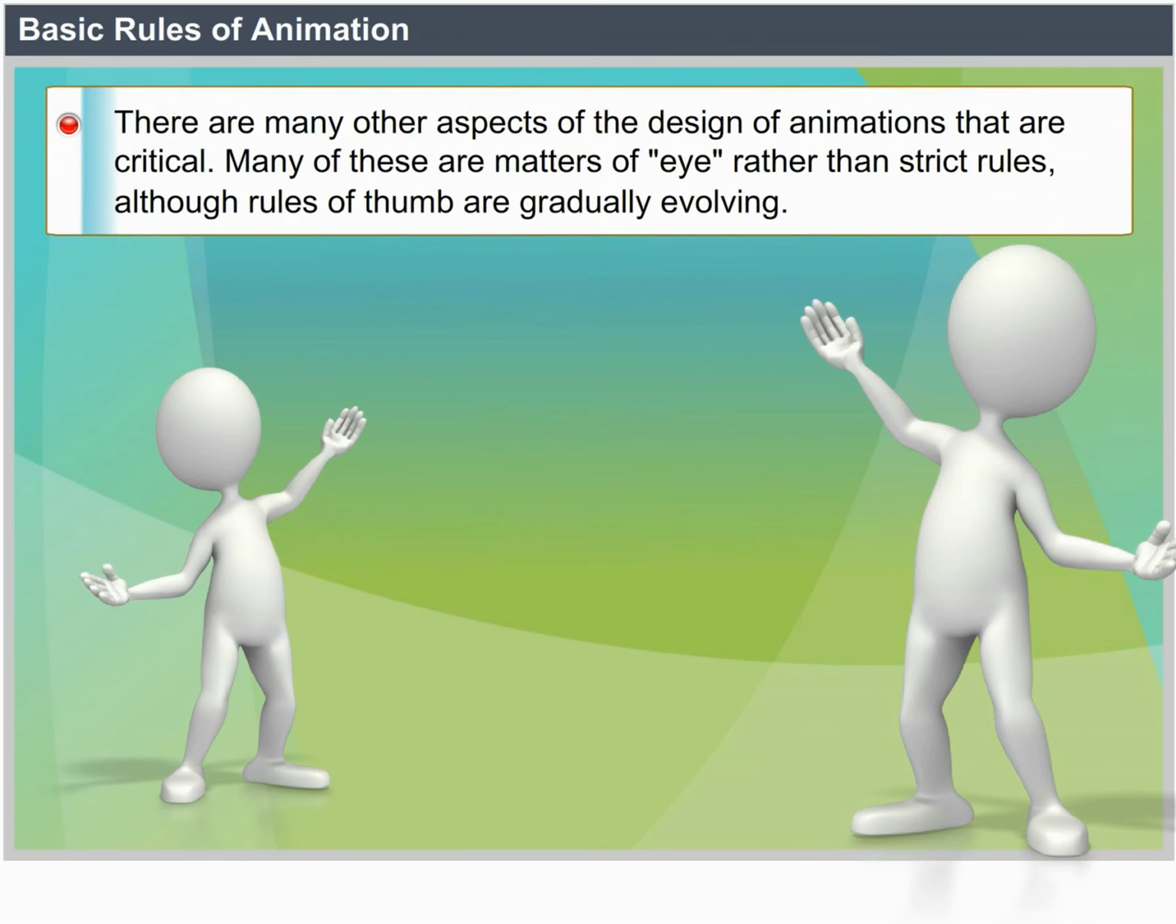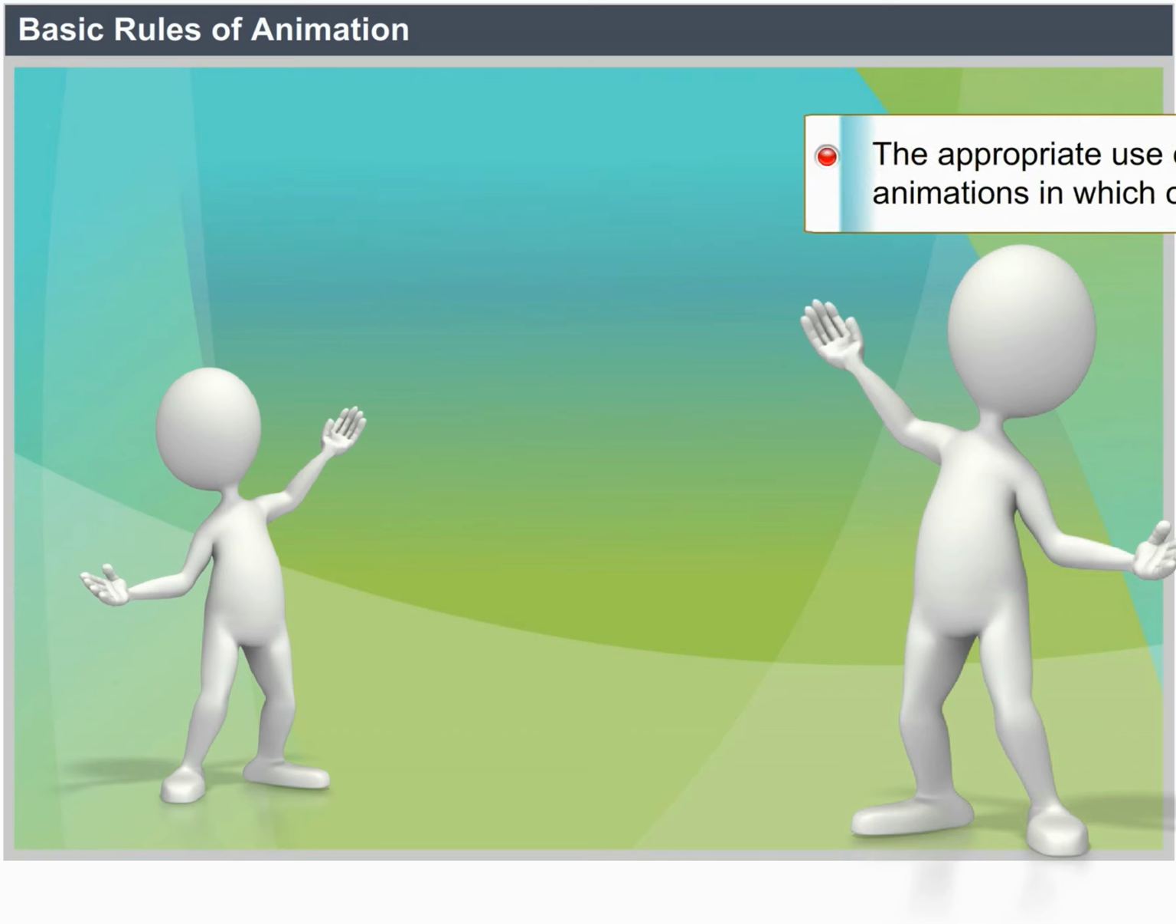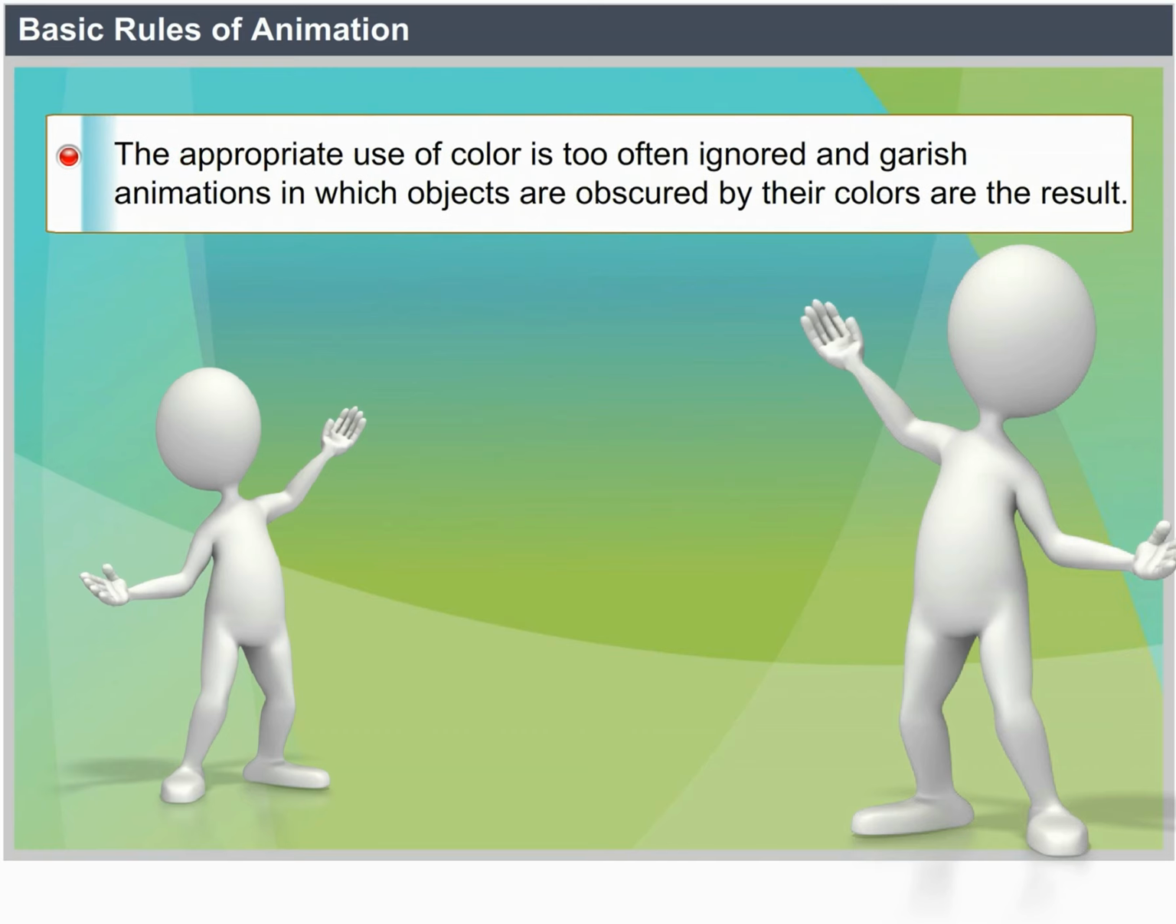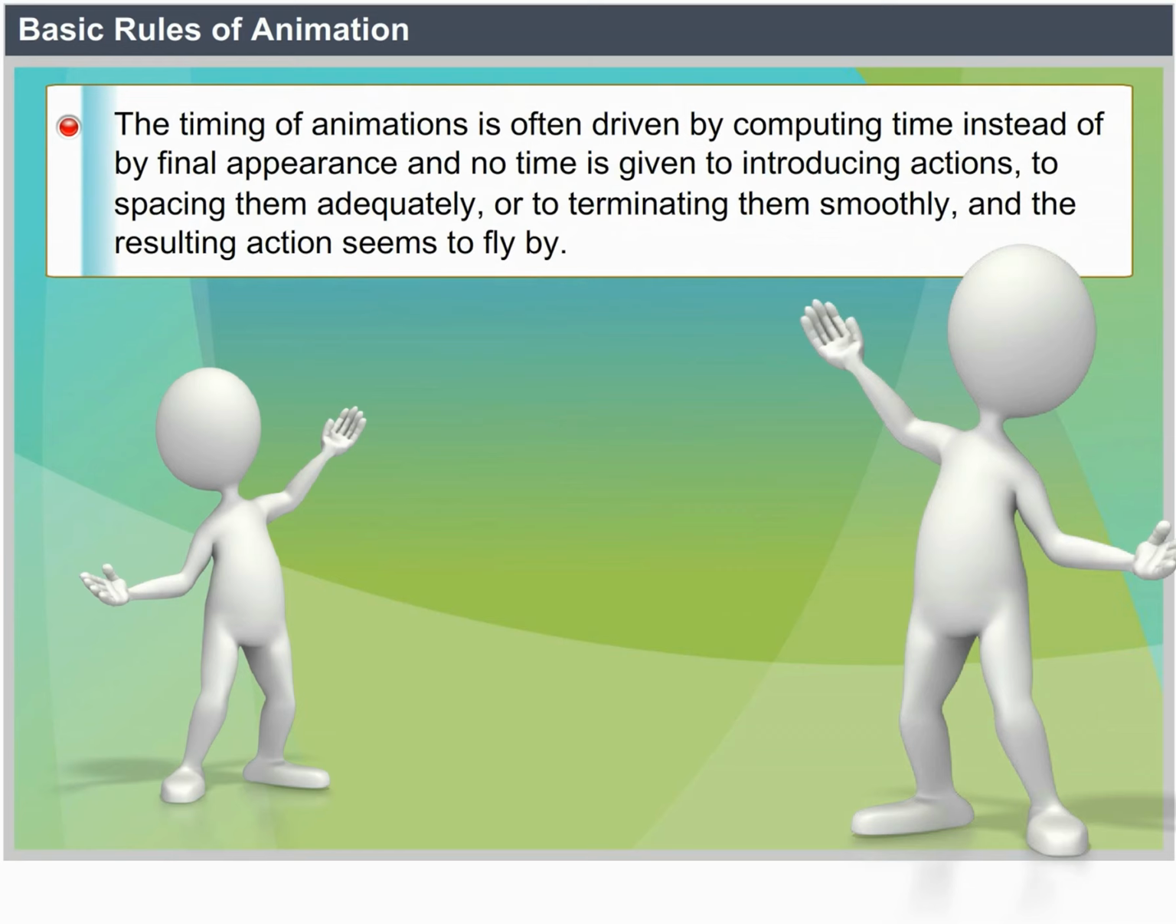There are many other aspects of the design of animations that are critical. Many of these are matters of eye rather than strict rules, although rules of thumb are gradually evolving. The appropriate use of color is too often ignored, and garish animations in which objects are obscured by the colors are the result. The timing of animations is often driven by computing time instead of by final appearance. No time is given to introducing actions, to spacing them adequately, or to terminating them smoothly, and the resulting action seems to fly by.